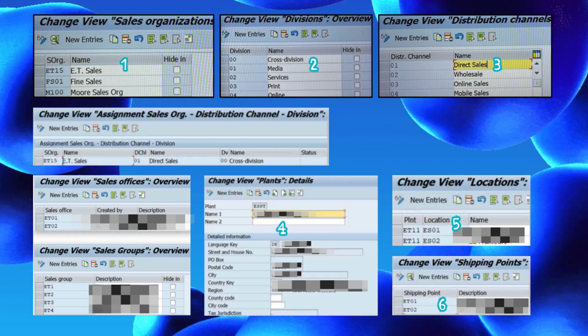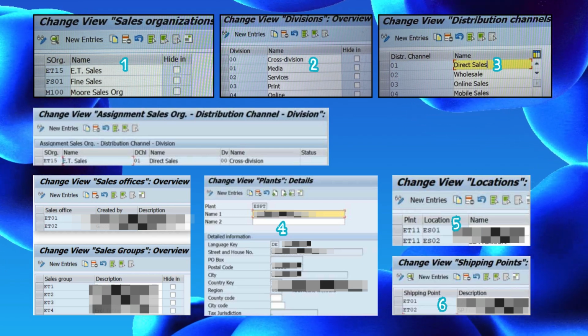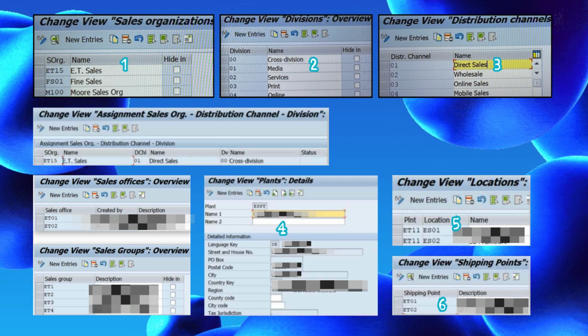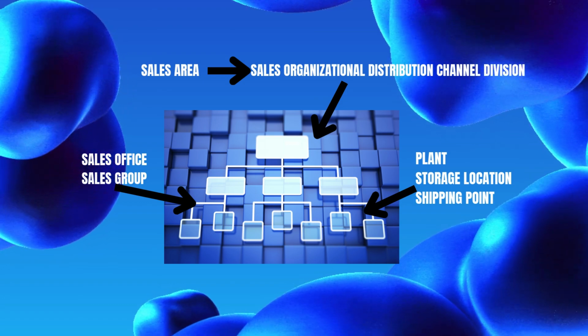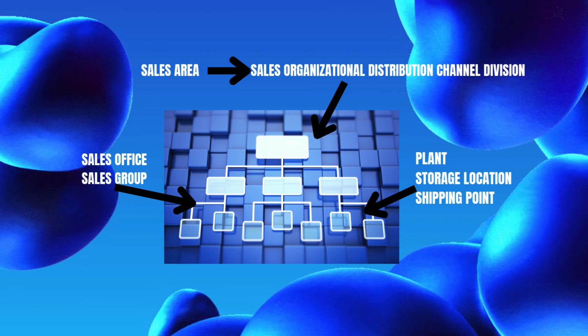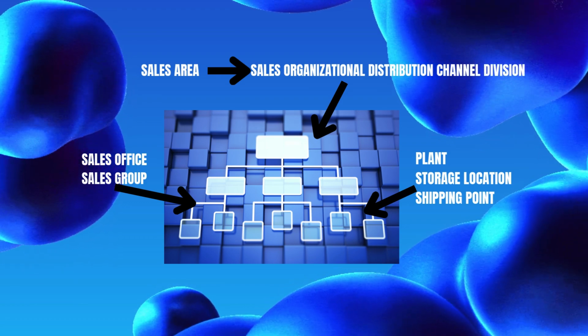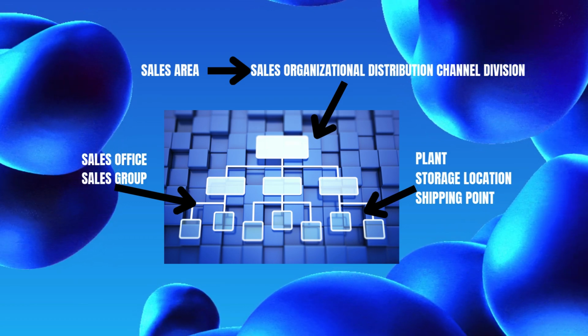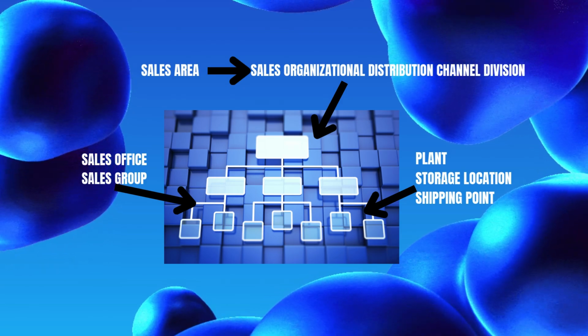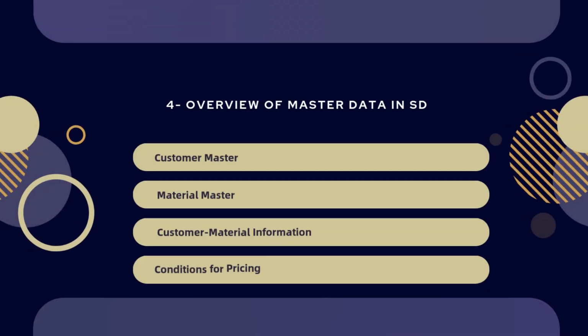Overview of master data in SD. Several master data elements are vital to efficiently recording documents in the SAP system. They are maintained in advance by various departments and made available for day-to-day business. You will be introduced to different types of master data in the sales environment. These include the customer master, material master, customer material information, and condition master data for pricing. Let's start with the customer master.